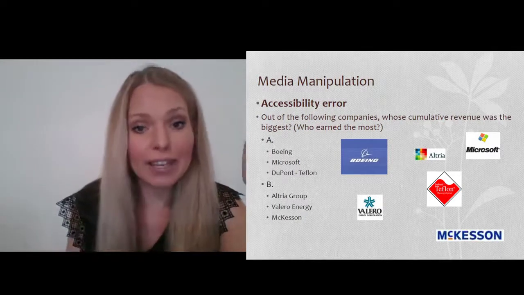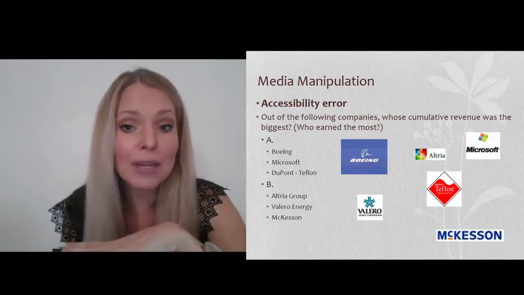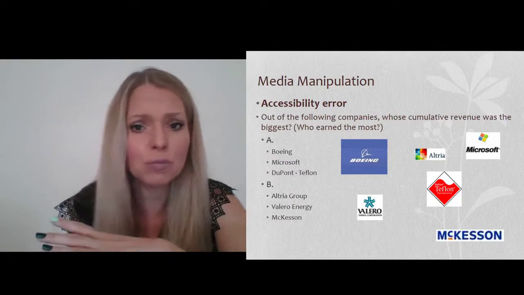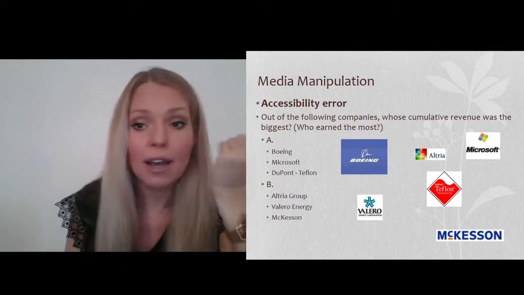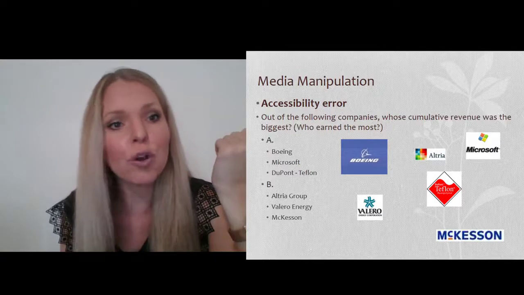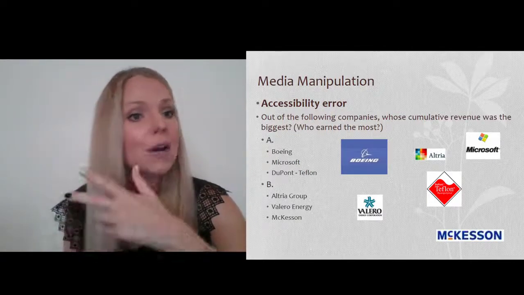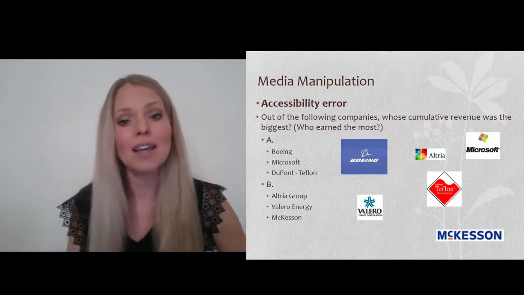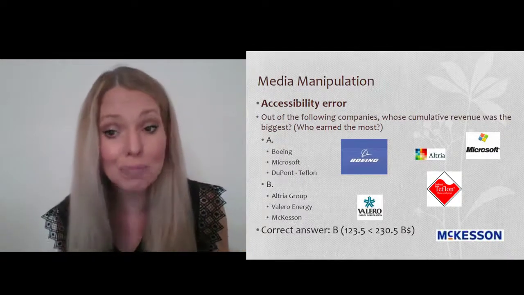Is it A, Boeing, Microsoft, DuPont, Teflon, or is it B, the Altria Group, Valero Energy, or McKesson? Who would you actually choose? Of course we would go with A, because we've got access to those. They're super loud, they've got a lot of advertisements, they're big brands, they're everywhere. Microsoft, Boeing, we all know these. But indeed, the correct answer is B.